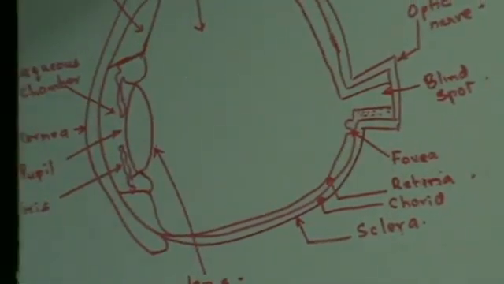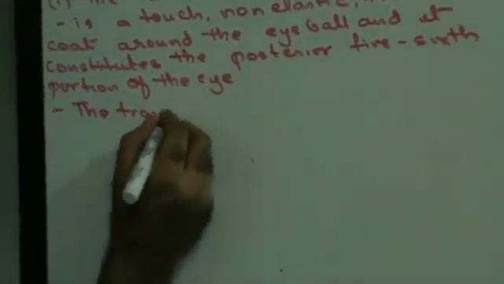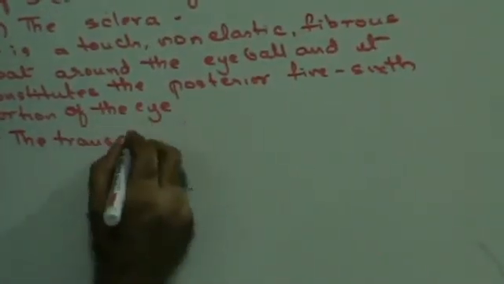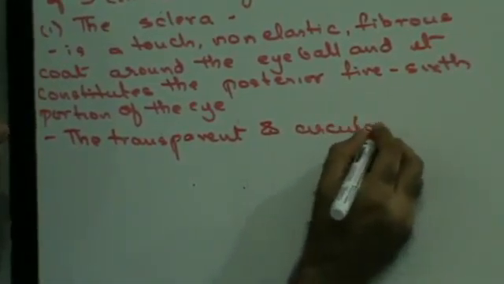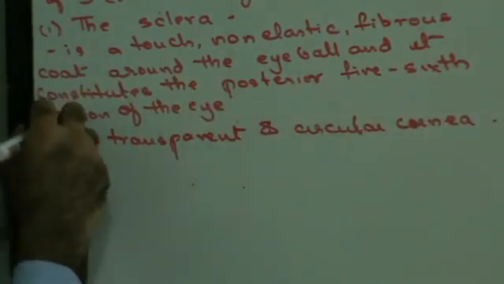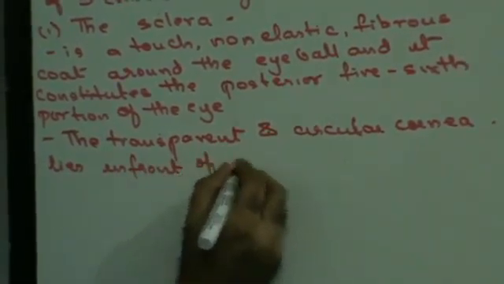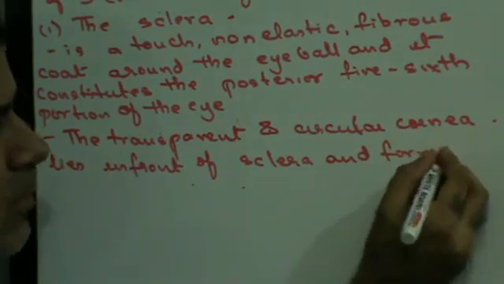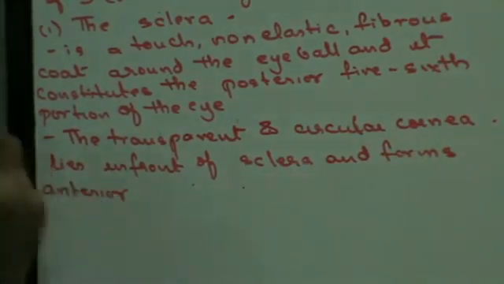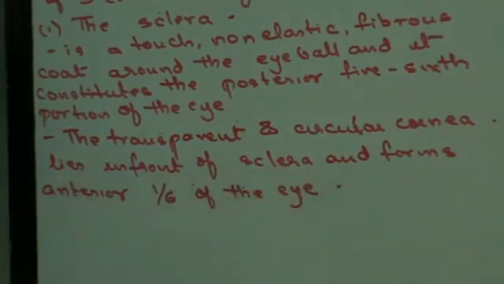So the behind 5/6 part is your sclera. I can say that the transparent and circular cornea lies in front of the sclera and forms the anterior 1/6 of the eye.